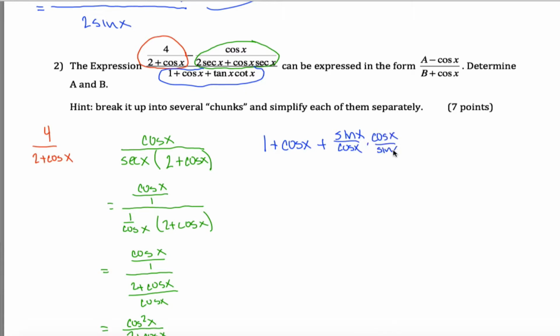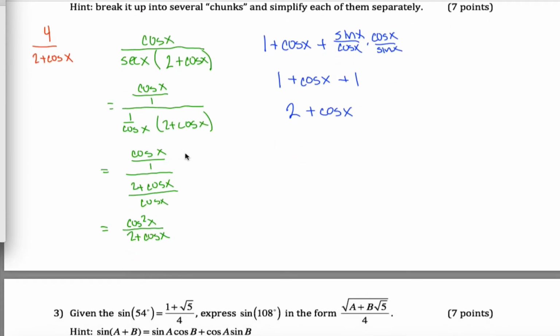And then you can either cancel these sines and cancel these cosines and call it 1, or multiply straight across and say sine times cosine divided by cosine times sine is just 1. Either way, you should get 1 plus cosine of x plus 1, aka 2 plus cosine of x. What I'm now going to do is take all the pieces and put them together.